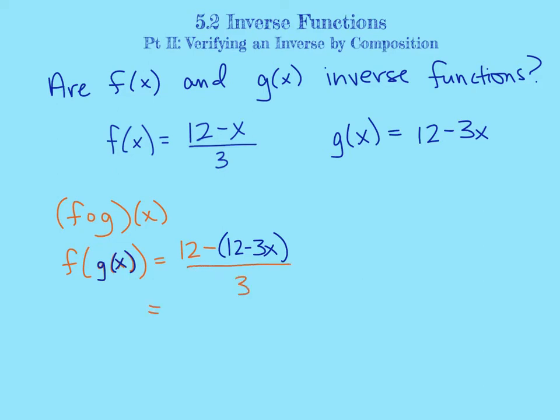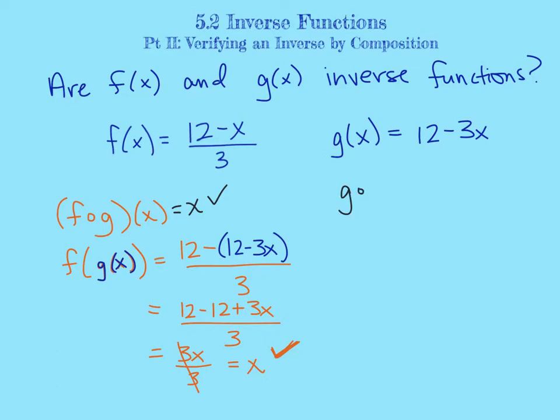In the next line, we'll simplify by distributing the minus sign. Then we can simplify our numerator, and then we can cancel the 3's to see that we do in fact get x out. Now we have to go the other way and compose the alternate direction to make sure that they both work. So this did get x out. Nice.